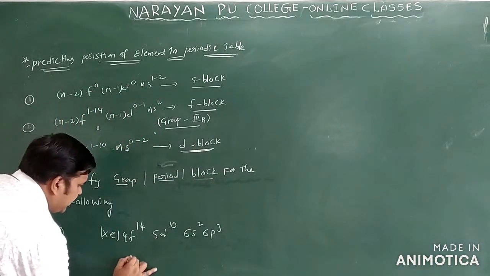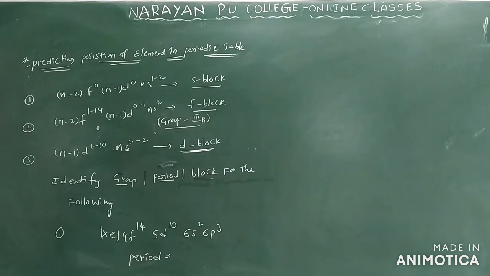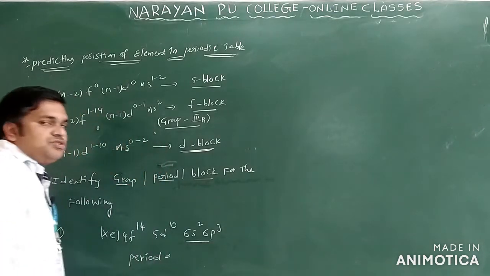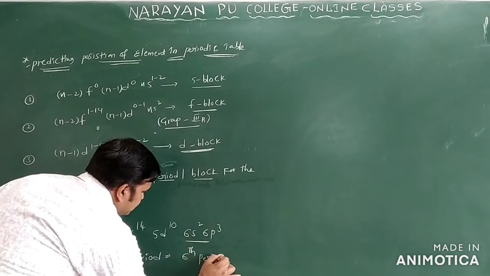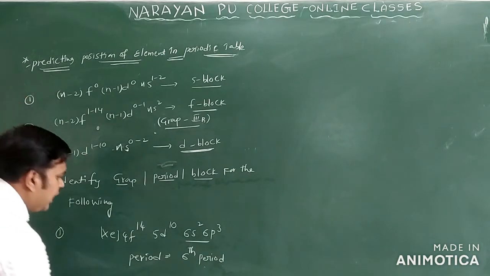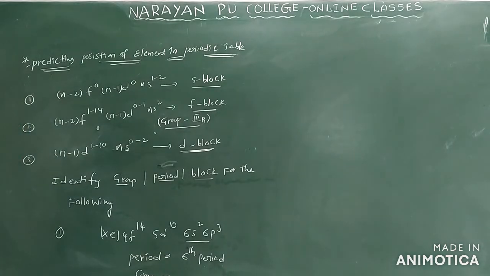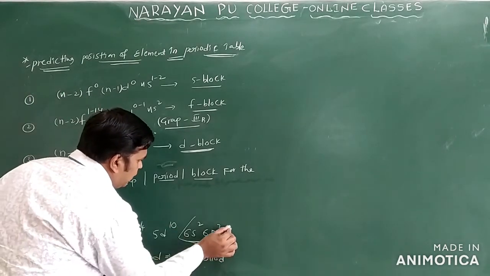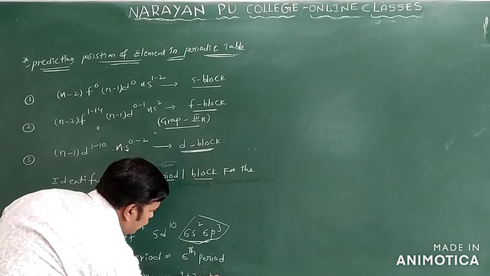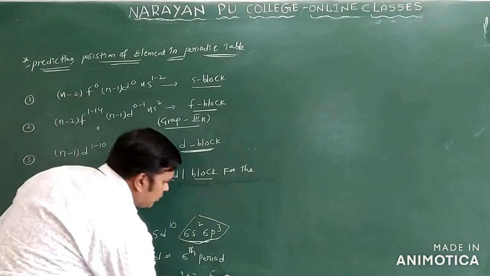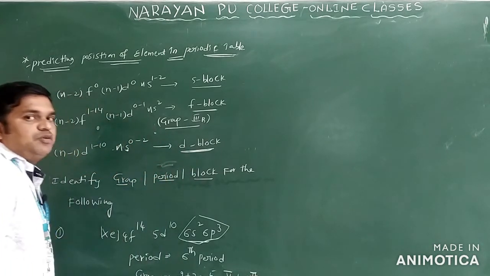Let us see the period number. Yesterday I already told you how to identify the period number. Period number always tells about the outermost shell only. The outermost shell here is 6s2, 6p3, so it belongs to the 6th period only. Here you can identify the group number by the number of valence electrons only. This is the valence shell we have. How many electrons are there? Total ns electrons are 2 and np electrons are 3. Total 5 electrons are there. So it belongs to 5A, or you can say the 15th group only.